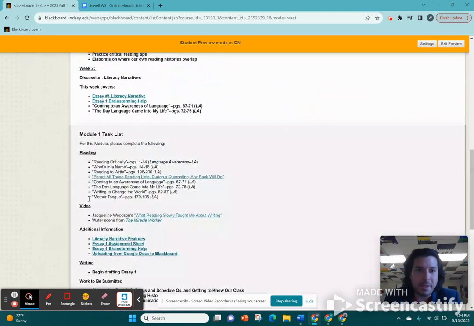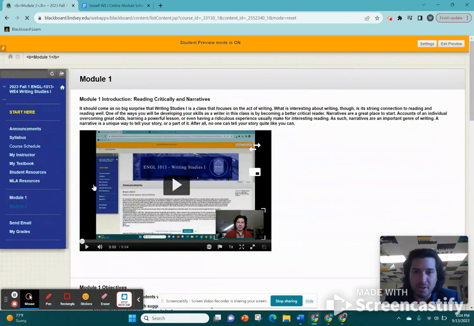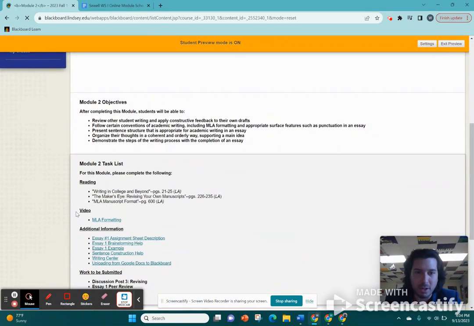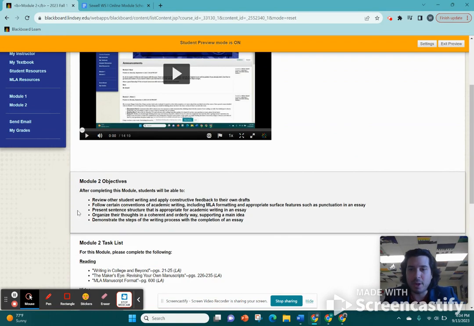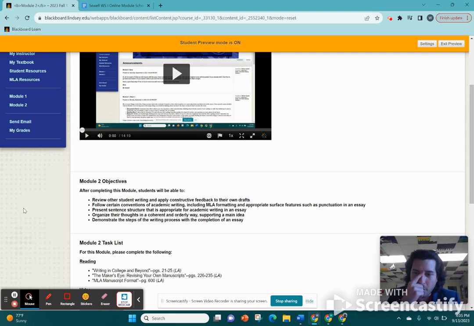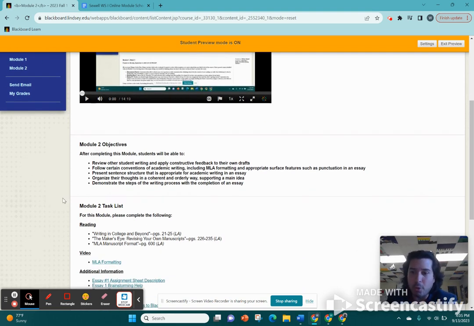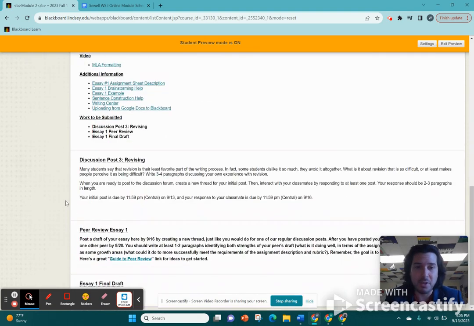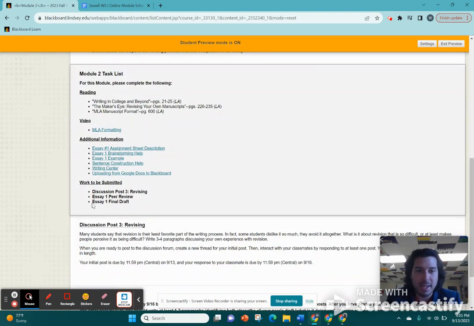So now that we are in Module 2, here is the main thing that we're working towards. We are now moving in the direction of writing our own literacy narratives. The main thing this module is Essay Number 1. Your literacy narrative is due at the end of Module 2, which is September 23rd. So that's around 10 days or so, September 23rd.